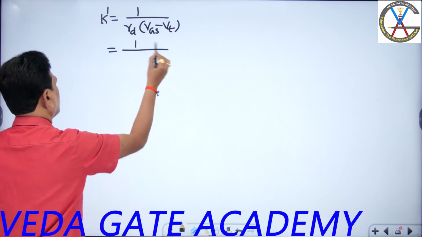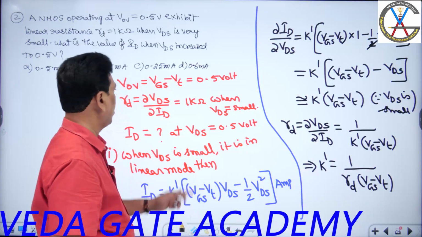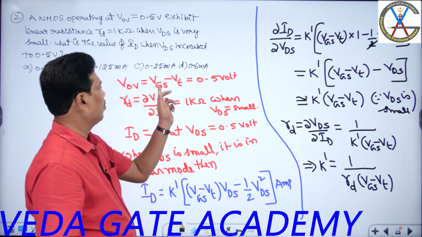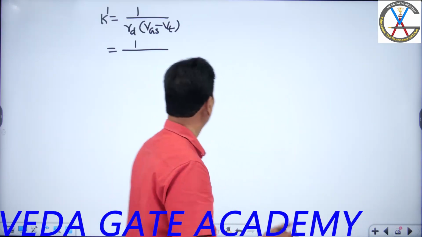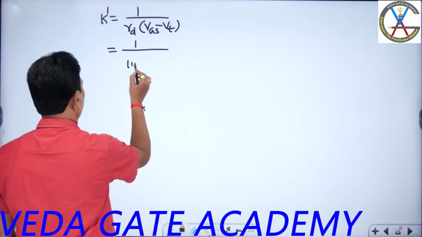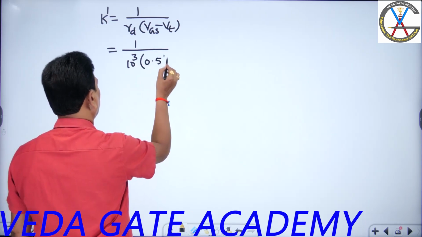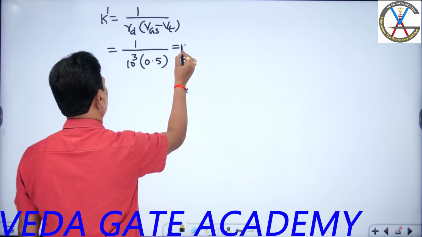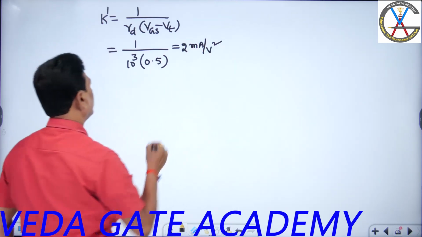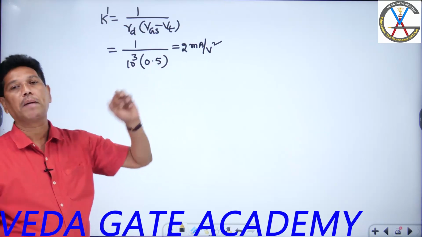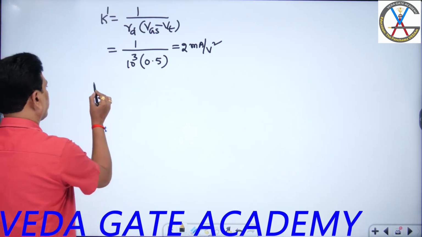So RD is how much is given, sir? RD is 1 kilo ohm and VGS minus VT equal to 0.5, students. This is 1K, and VGS minus VT is given as 0.5. 1 by 0.5 becomes 2, students. 2 milliampere per volt square, the unit for K dash, you know. So first step, I calculated the transconductance parameter.